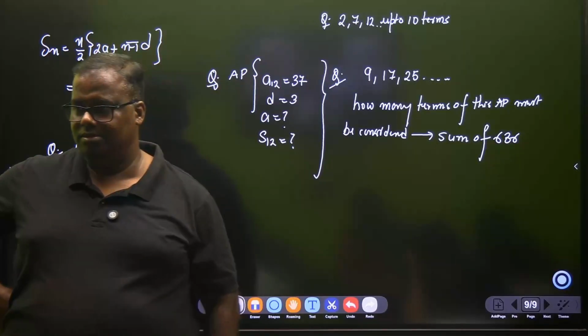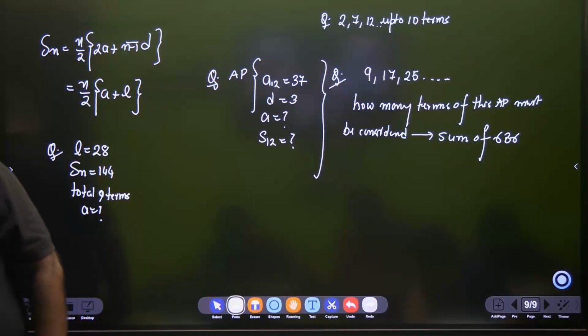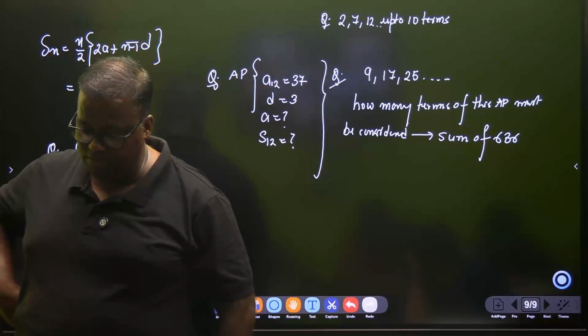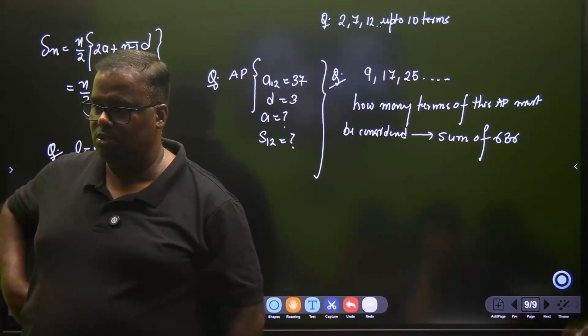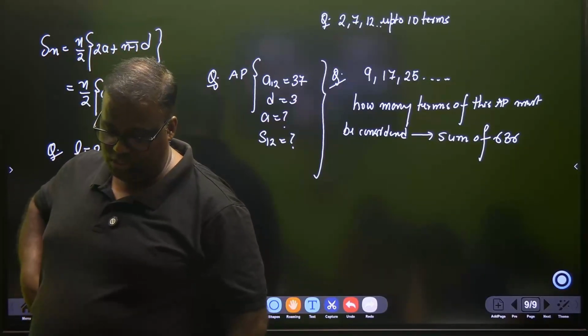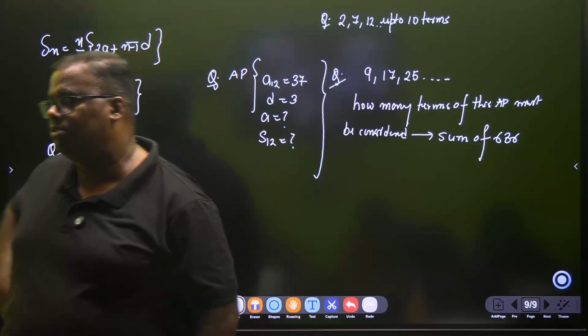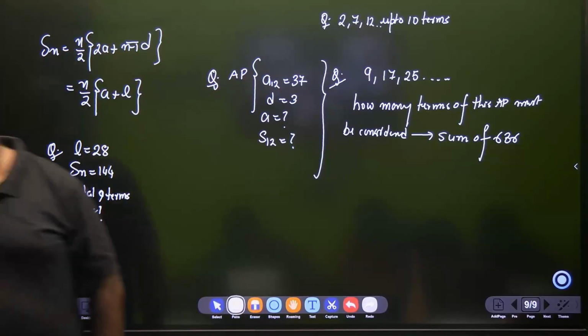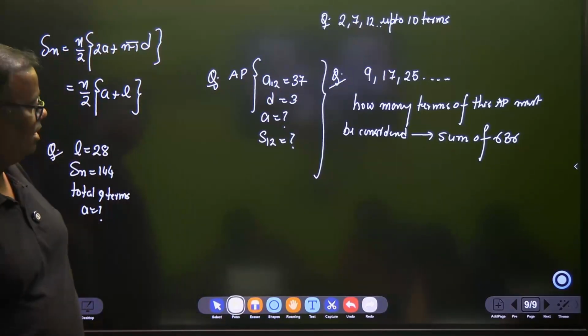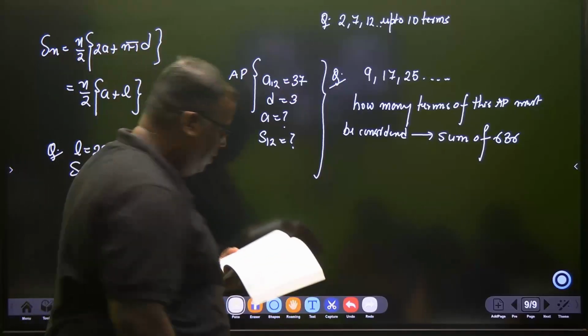Shall we? So the equation is 4n square plus 5n minus 636 is equal to 0. So then you can break it. 4n square plus 53 and 48 will be your factors. 53 and 48 are your factors. Okay. Shall we take up one more?